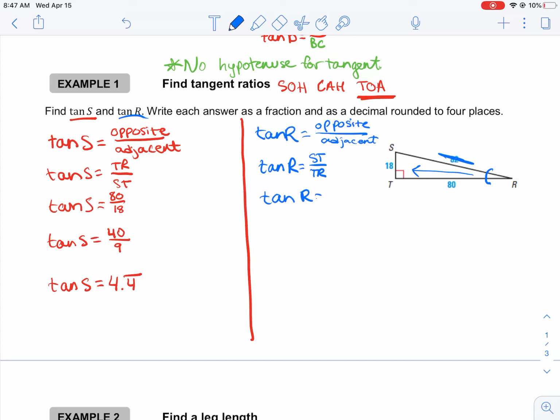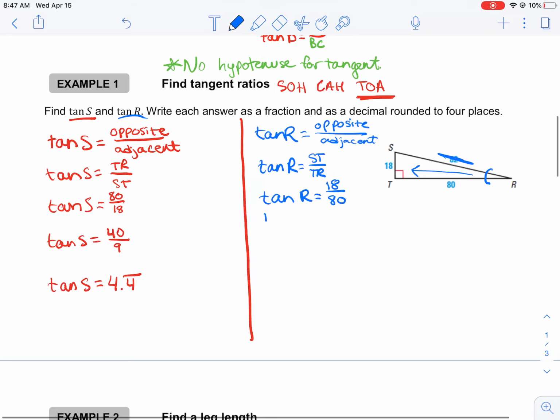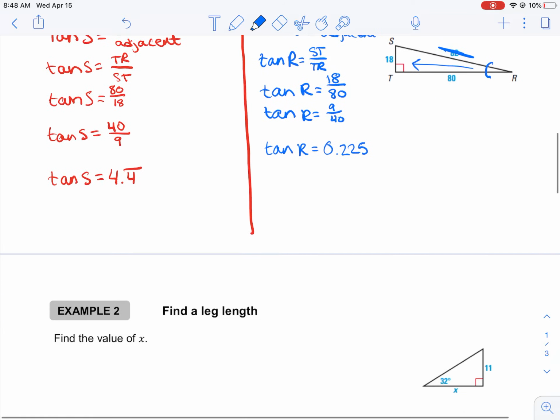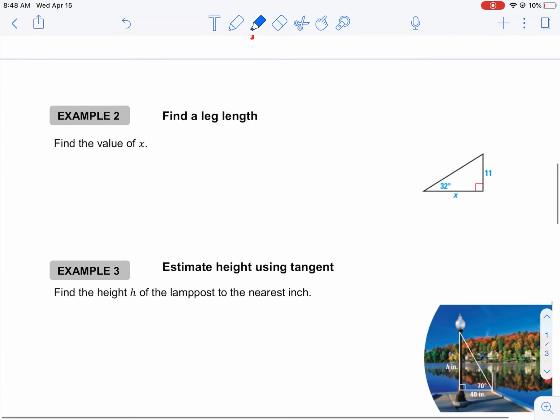So if we fill in those values, it would be 18 over 80. We've already reduced this fraction. It's equal to 9 over 40. And then when you write that as a decimal, 9 over 40 is 0.225. So tangent of R equals 0.225. So that's how we're going to use the tangent.